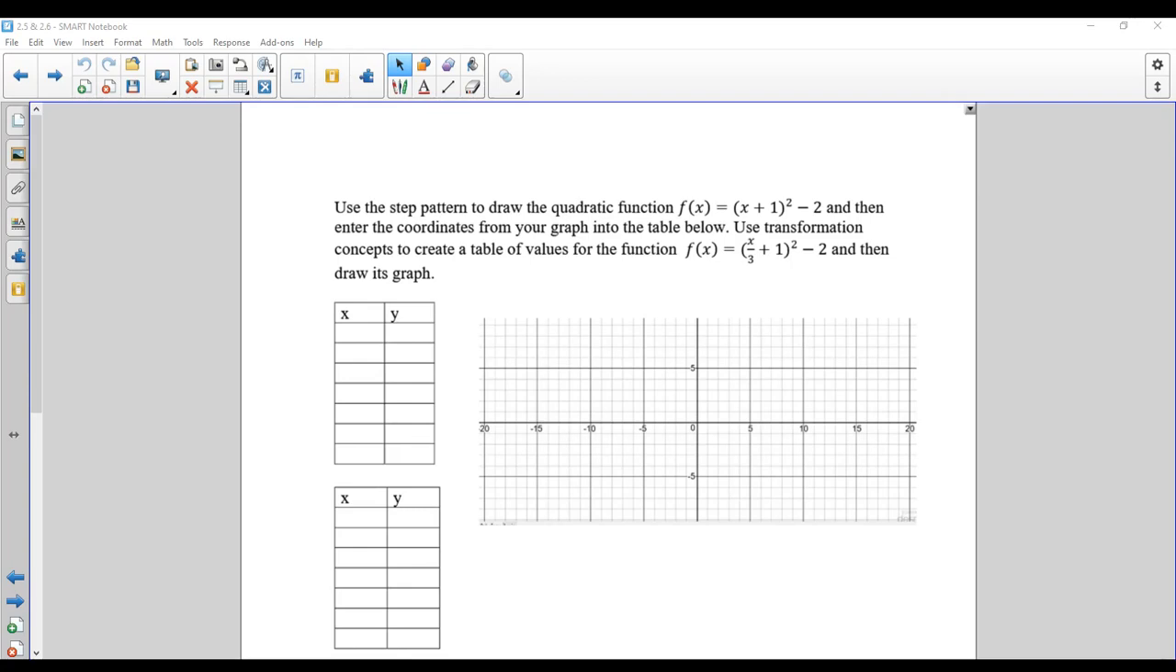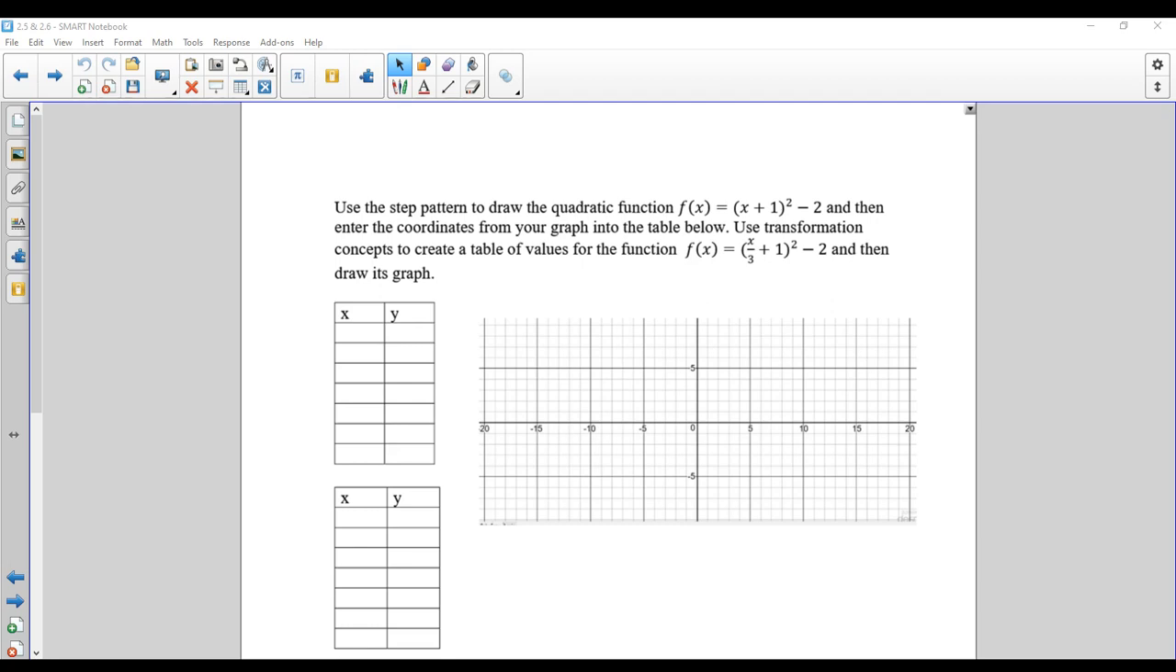So we're going to draw that function, y equals (x + 1) squared minus 2, using the step pattern. We're going to fill in the table afterwards, right? But the step pattern should be enough for us to get this thing going. And then, after we get those coordinates, we're going to see how we can use the transformation concepts to create a table of values for the function f of x equals x over 3.